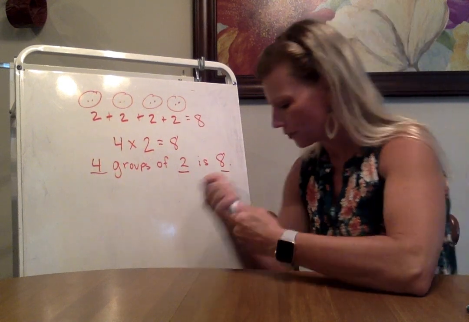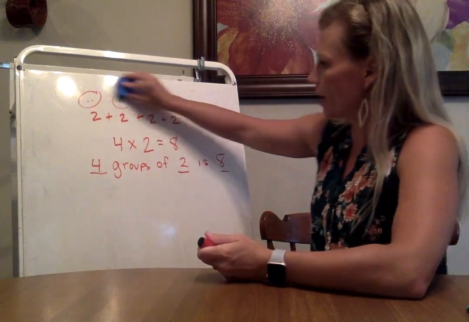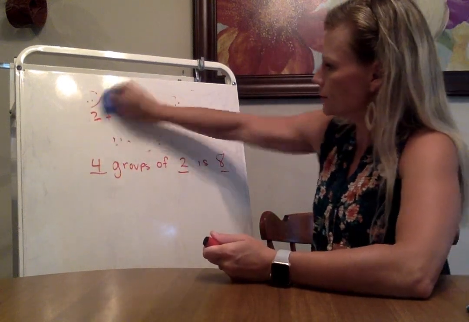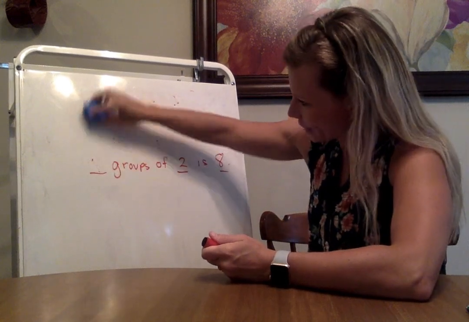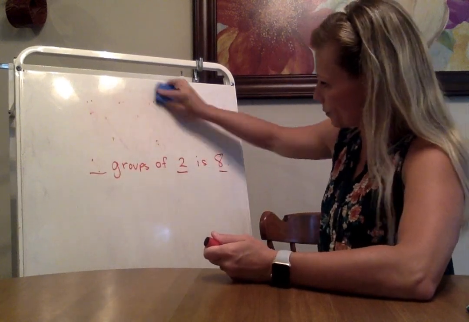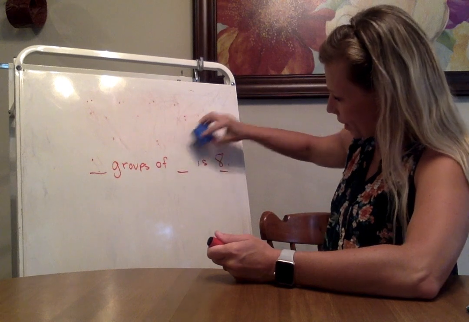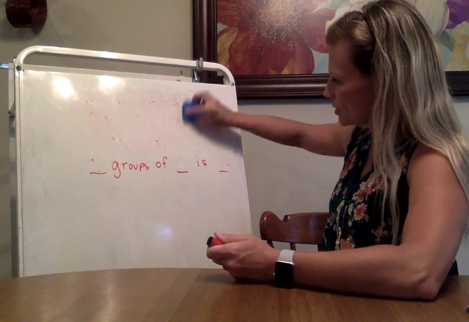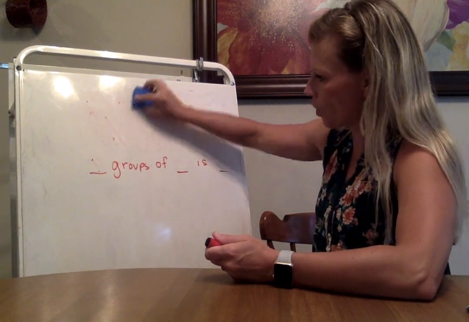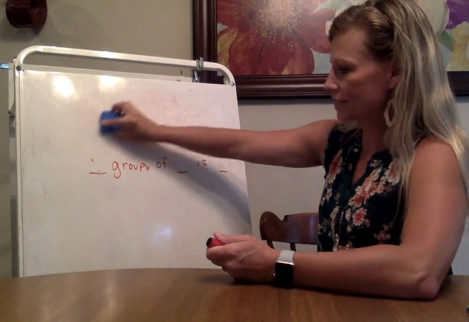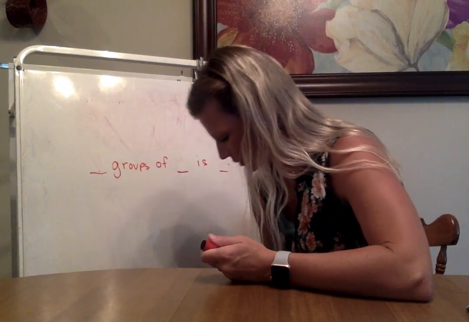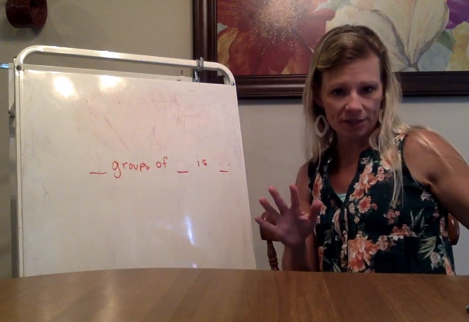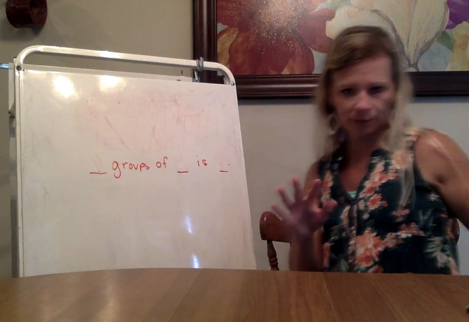Let's try another one. I'm going to just erase my work up here, and then I'm going to erase my numbers here and see if we can fill this in for my next situation. So I was walking by the barn, and I saw 5 horses. This time, I want to know how many legs the horses had. So let's think about that for a second. There were 5 horses, and how many legs do they each have?